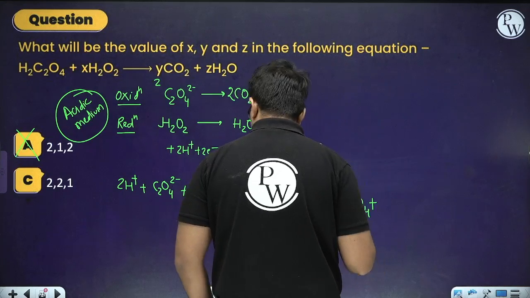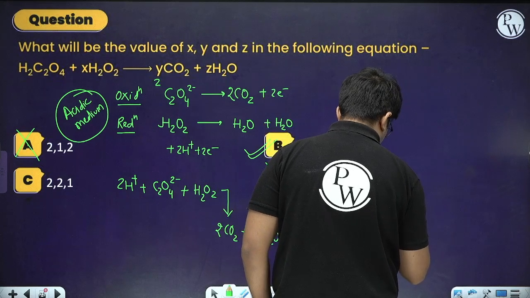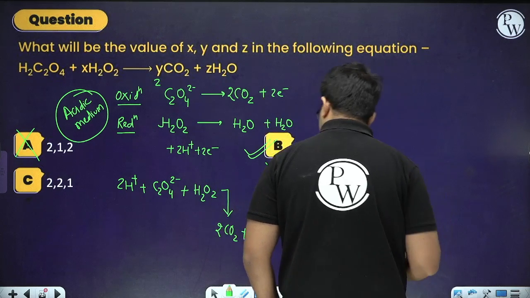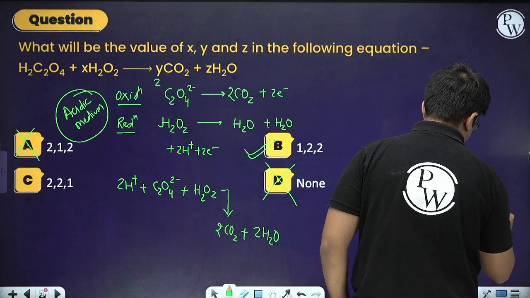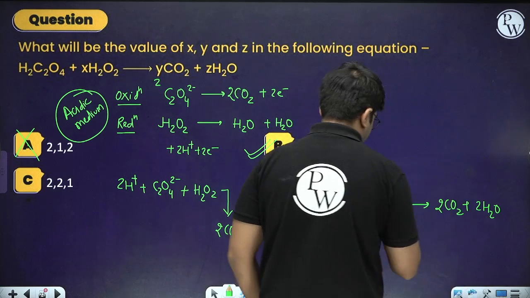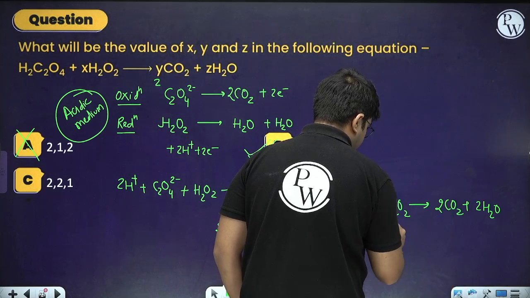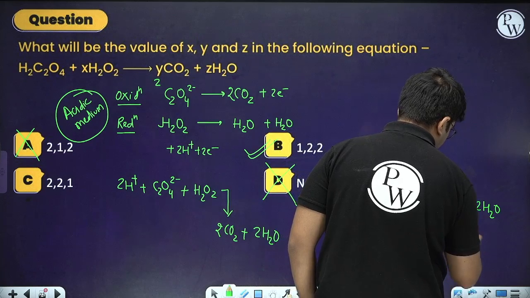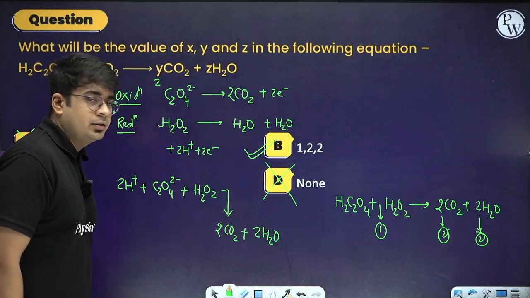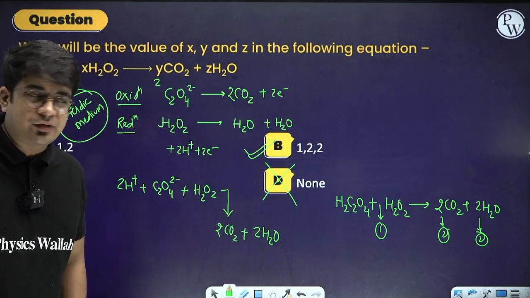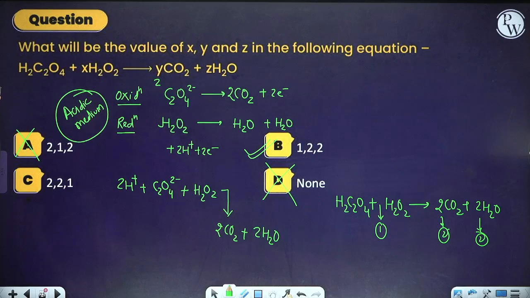H2C2O4 plus H2O2 gives us 2CO2 plus 2H2O. So this X will be 1, this will be 2, and this will be 2. So 1, 2, 2. Okay, that's how you can deal with this equation. Very simple analysis, very easy analysis.